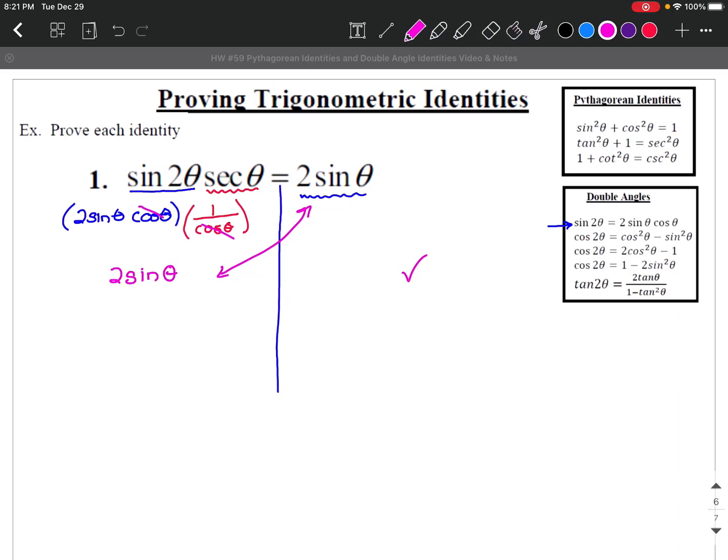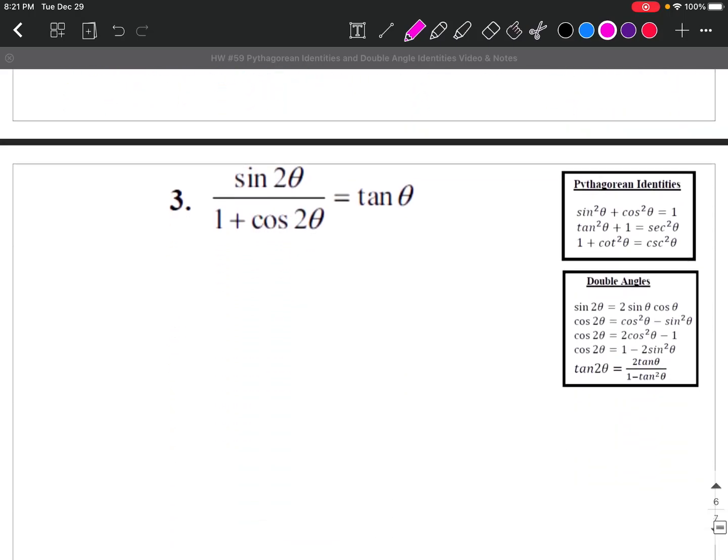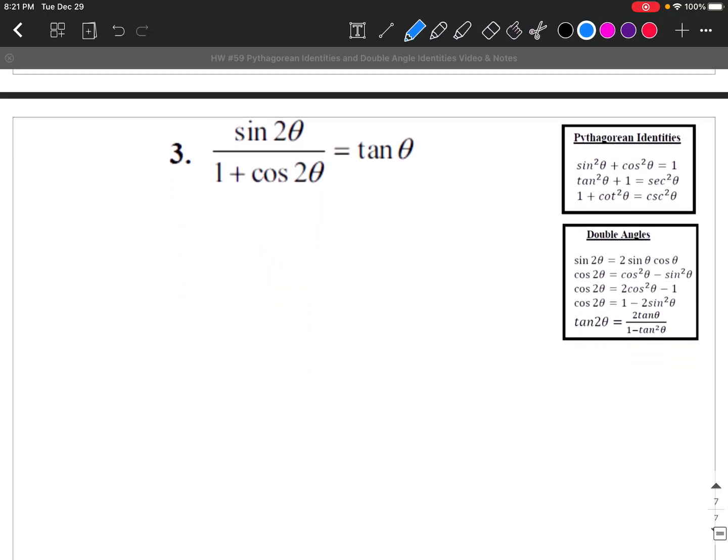You did it. Let's try one more so that nobody's too freaked out over these. So here we have sine 2 theta over 1 plus cosine 2 theta equals tan theta. So I'm going to draw my line down the middle. And it doesn't really matter which side you start with. I like to look at which side is the simplest. In the previous one, the simplest side was 2 sine theta, so I knew that's what I was going to head to. Tan theta, I can rewrite that as sine theta over cosine theta, and that's about as simple as it can get. So now my goal is to make the left-hand side look like that.